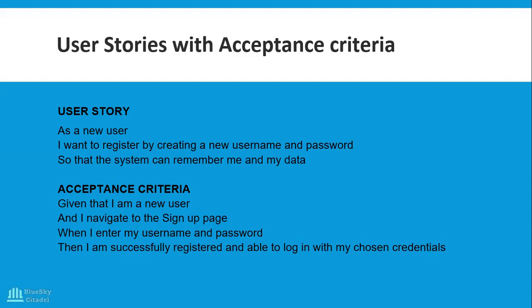Now, let me explain that. It's good that you ask. I was going to get to it anyway because I wanted to first show you how acceptance criteria form the basis for testing. Now, we have given when then, but some scenarios are longer. Given that I'm a new user and I navigate to the sign up page, some people can say, given that I'm a new user and I navigate to the sign up page and I enter my username and I enter my password, when I click on enter, then I am successfully registered and I am able to log in with my chosen credentials. Do you see that I've made it seven steps already?